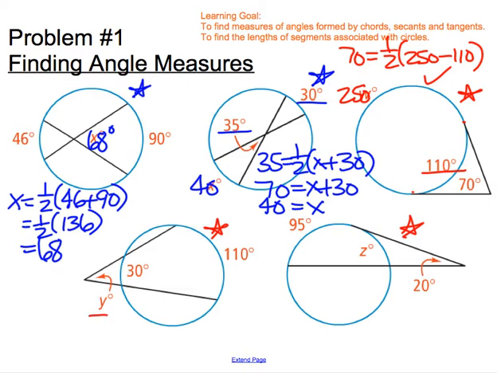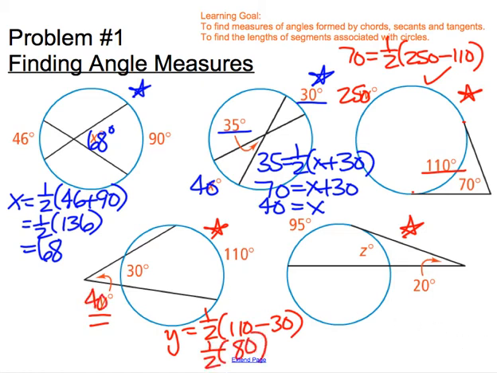So the bottom left question, we're looking for the angle at the intersection. So we're going to say that y in this case is equal to half of 110 minus 30. Again, remember, since the intersection is outside of the circle, we want to subtract the smaller one from the larger one. So 110 minus 30 is 80, so we have half of 80. And half of 80 gives us an angle measure of 40 degrees.